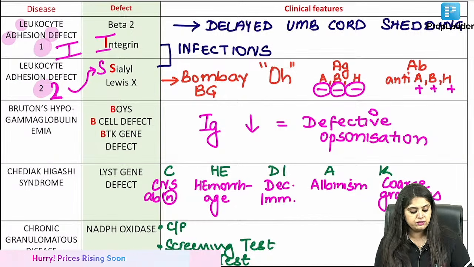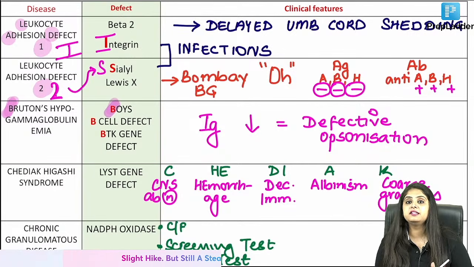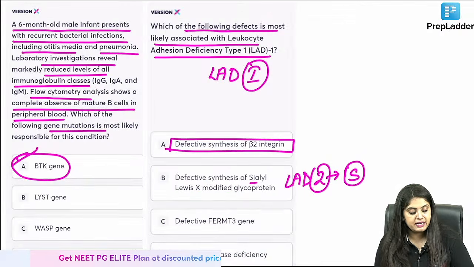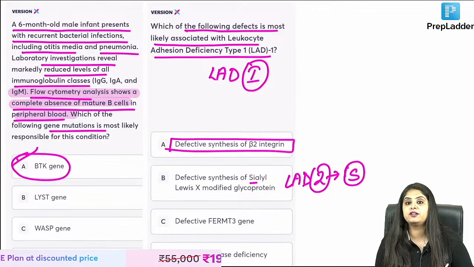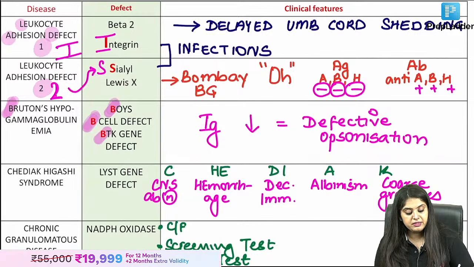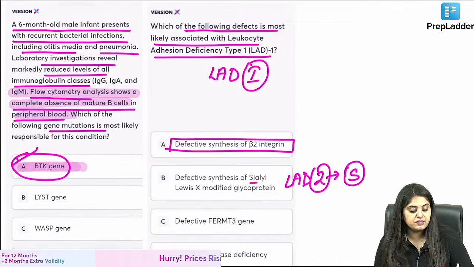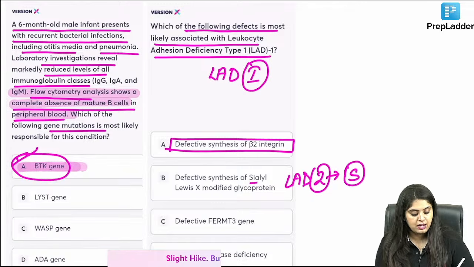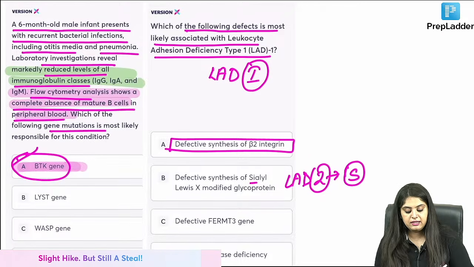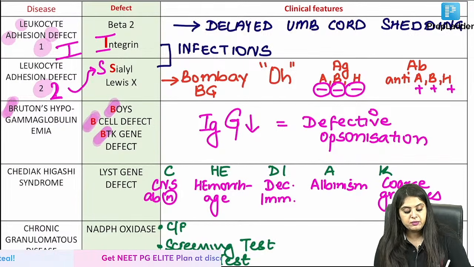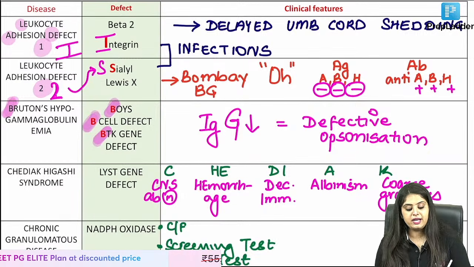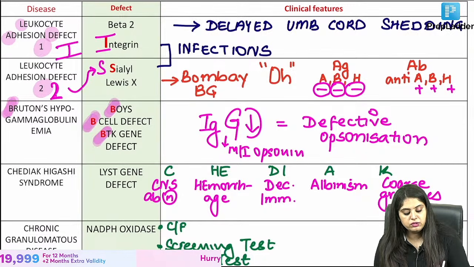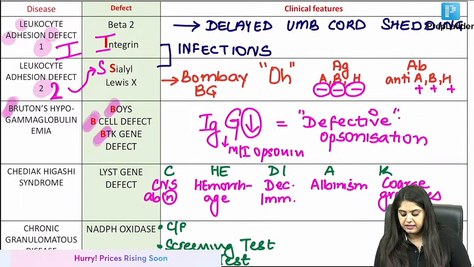Now Bruton's, which you guys know, B for Bruton's, B for most commonly seen in boys. It's a problem in the B cells. That is why the question over here said that there is complete absence of the mature B cells on flow cytometry. And it is a problem in the BTK gene, which you guys correctly marked as BTK. But how did you know? It is Bruton's hypogammaglobulinemia, because in hypogammaglobulinemia you can see all the antibody levels are decreased, but most commonly IgG goes down, and we know IgG is the most important opsonin. So if IgG is going down, the opsonization is going to become defective.